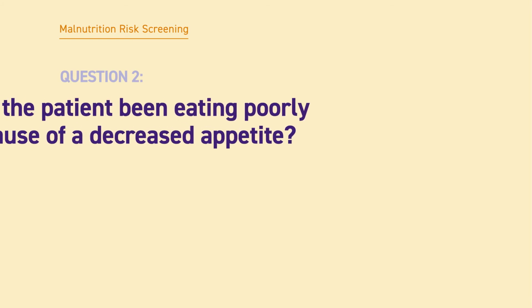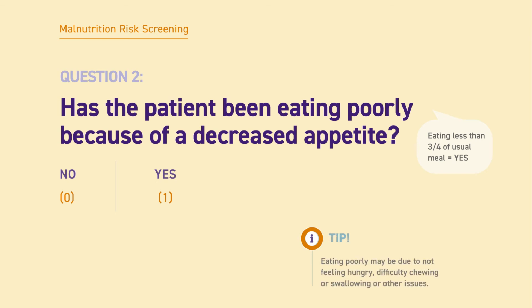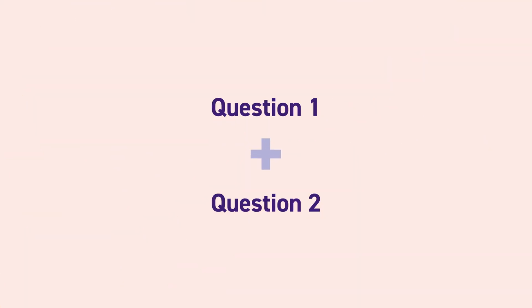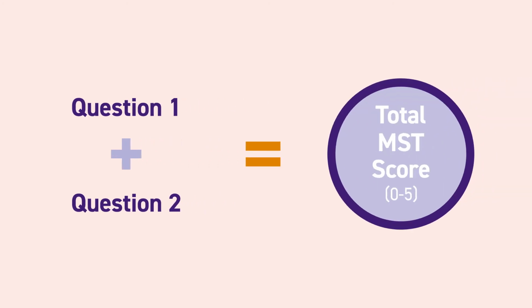Has the patient been eating poorly because of a decreased appetite? If the patient is eating less than 3/4 of their usual meal size, then select yes. Eating poorly may be due to other eating issues, such as difficulty chewing or swallowing. Score accordingly. Add your score from question 1 and 2 to get the total MST score.